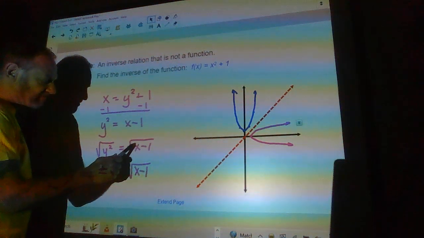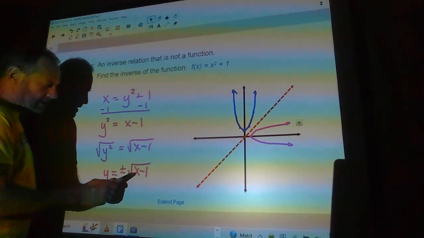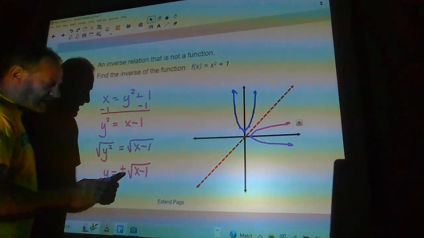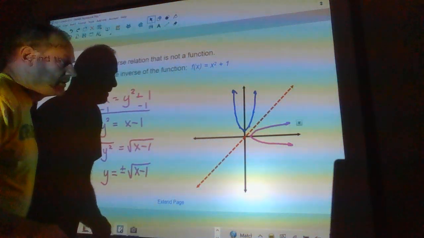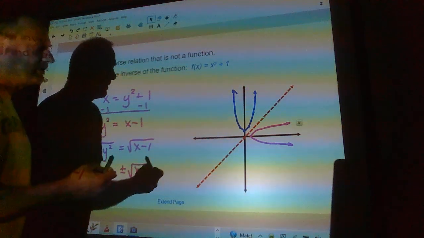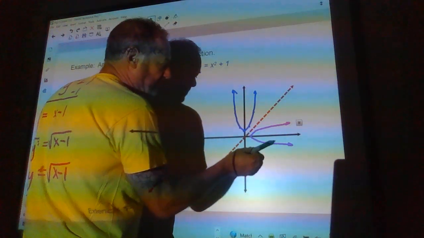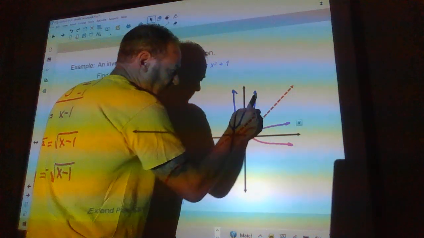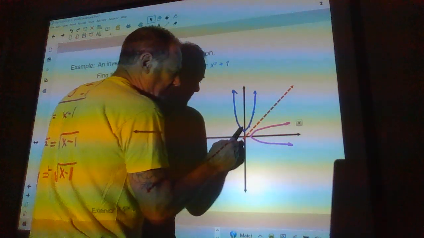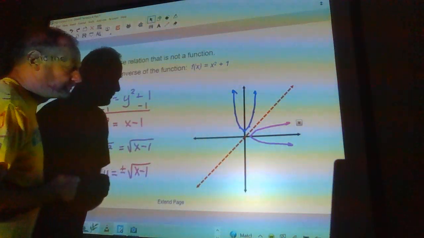Okay, if I plug in 5, I get 5 minus 1 is 4. I square root that, I get plus or minus 2. So at 5, I'm going to get 2 here and here. Okay, so again, you can see this is a reflection of this over this mirror right here. This part is a reflection of this. This part is a reflection of this.